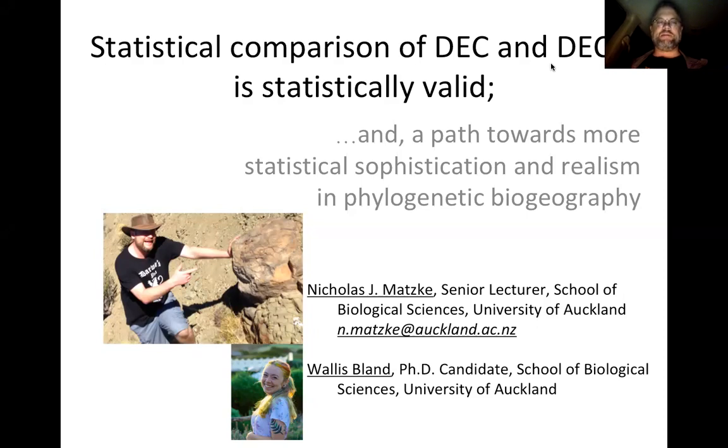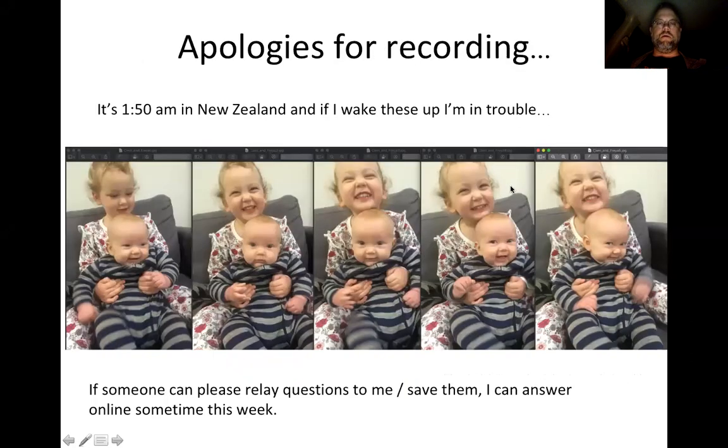This talk is entitled "A Statistical Comparison of DEC and DEC+J is Statistically Valid." And I'll say a little bit at the end about a path towards more statistical sophistication and realism in phylogenetic biogeography.